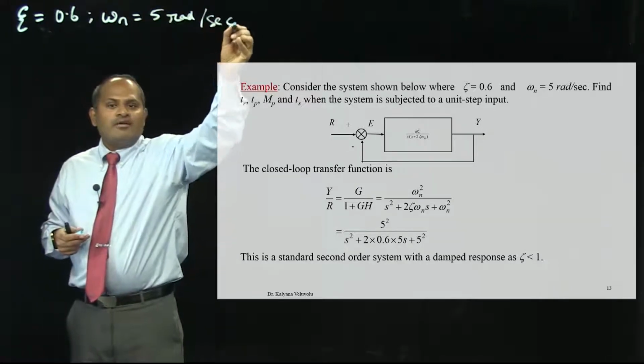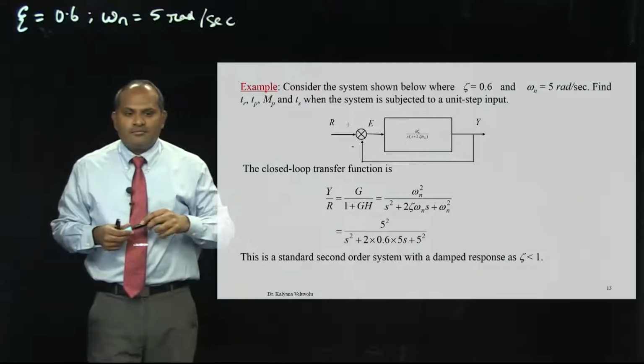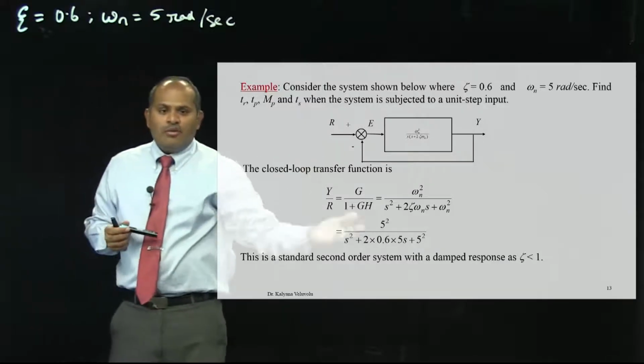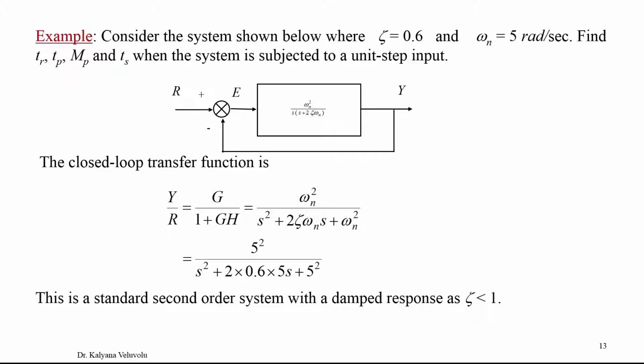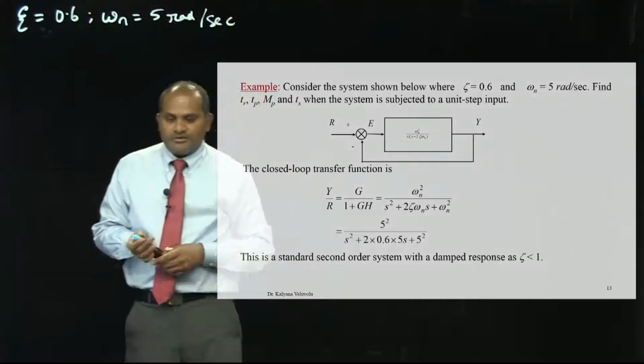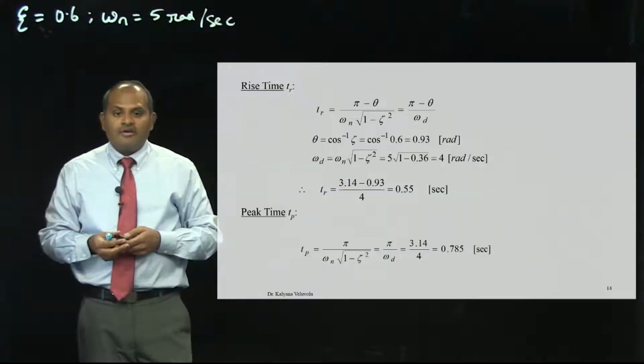So, when these two parameters are given, you can actually formulate the system. Substitute the values, and I get our standard second order system. This is a standard second order system for eta less than 1. And then we are going to use the expressions to find the various values.